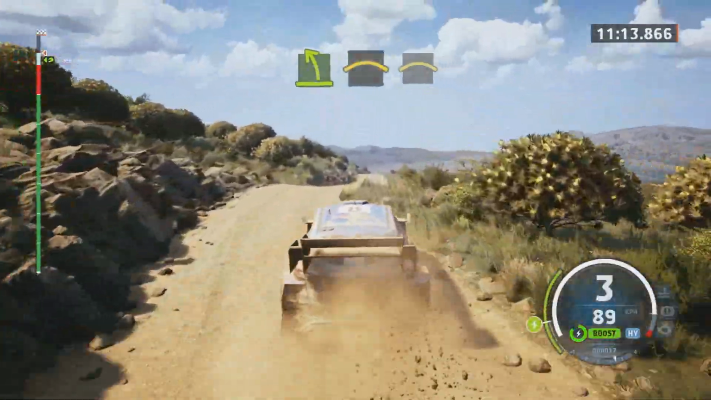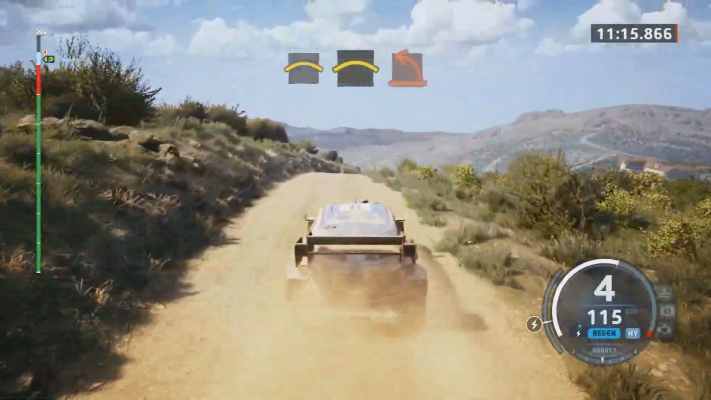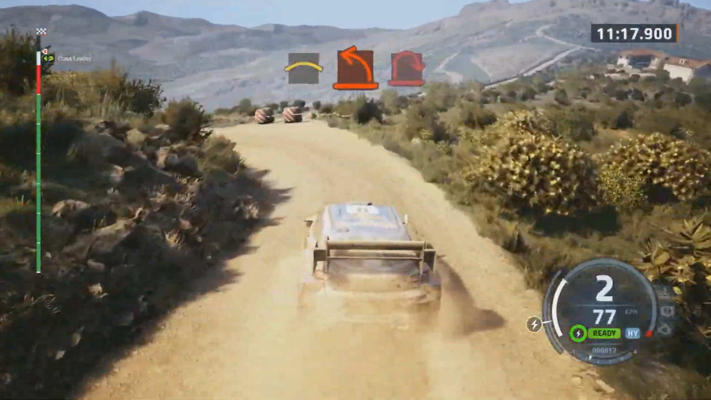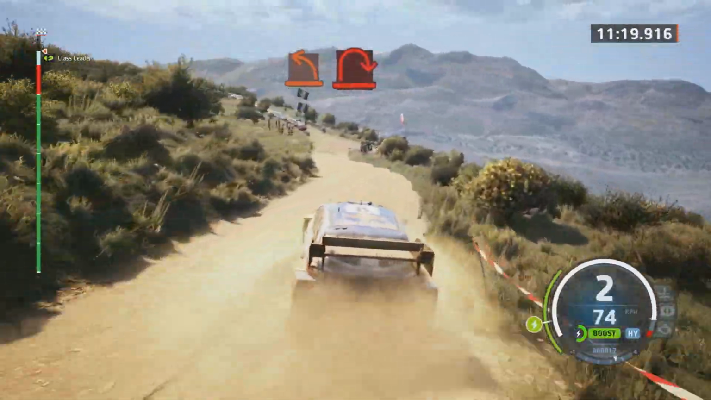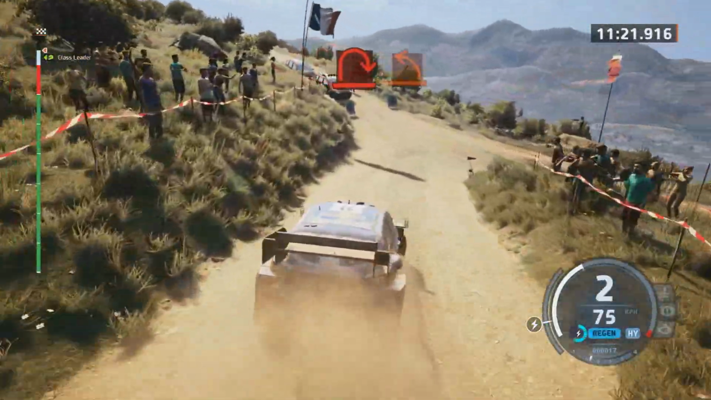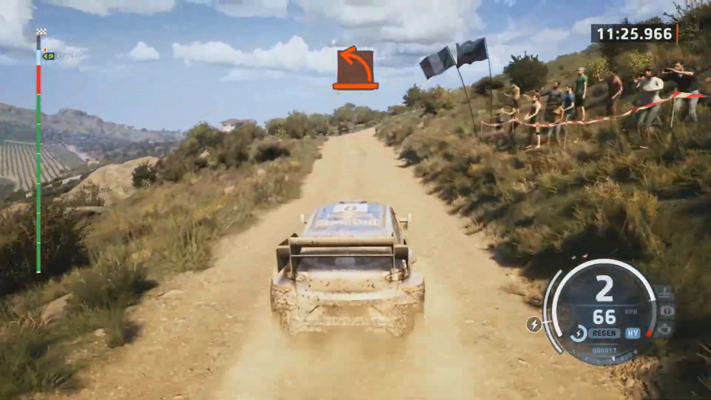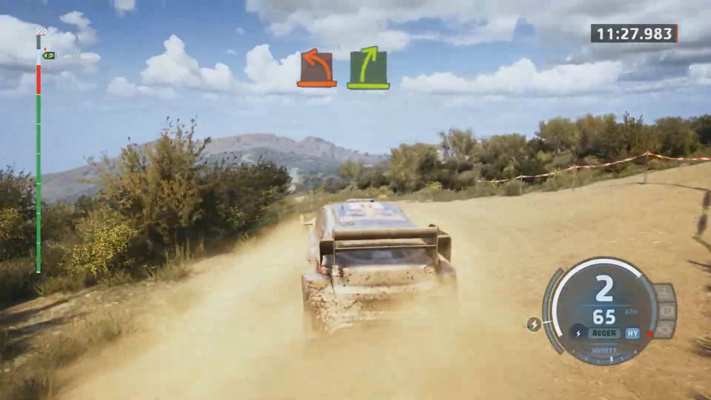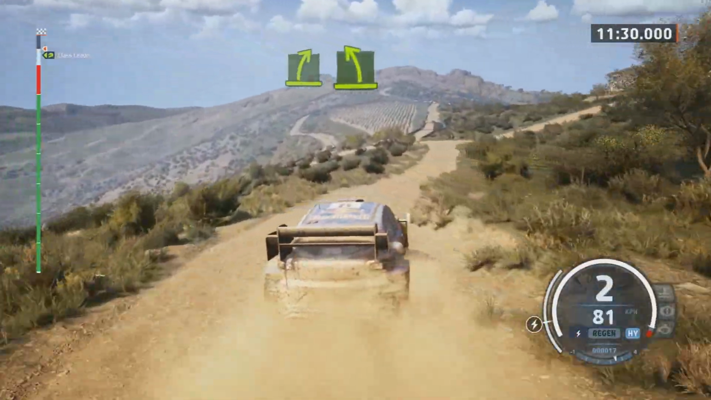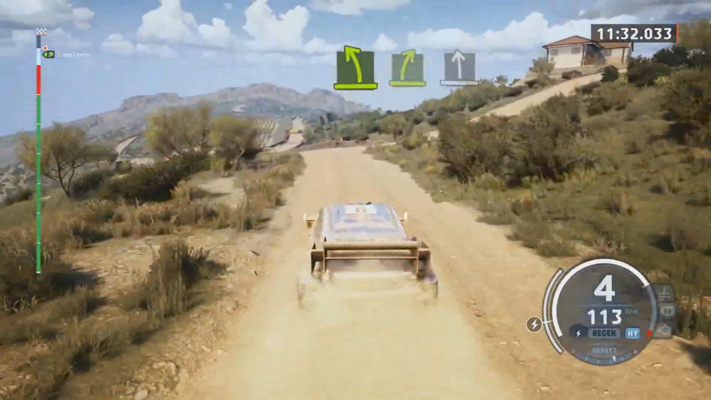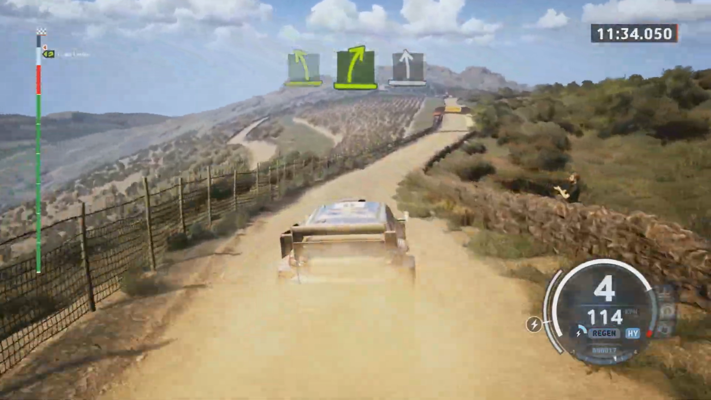Brake. Crest. Into hard left. Turn. Hairpin right. Turn. Hard left. Crest. Easy right of a crest. Easy left of a crest. Into easy right. To slight left. Slowing.